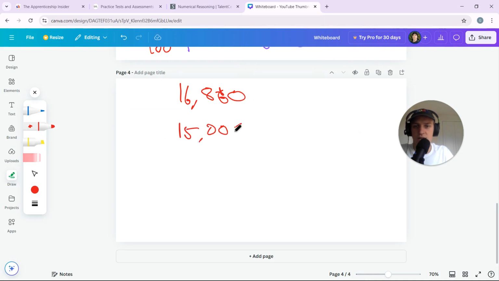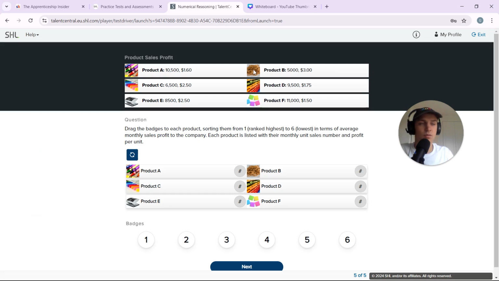Some of these you can save time just by doing it in your head. A lot of these numerical questions are timed. You want to do it as quickly as possible. You want to make sure you're still accurate, so obviously don't rush anything. But where you can, if you can do these shortcuts, it's going to make it a lot easier.